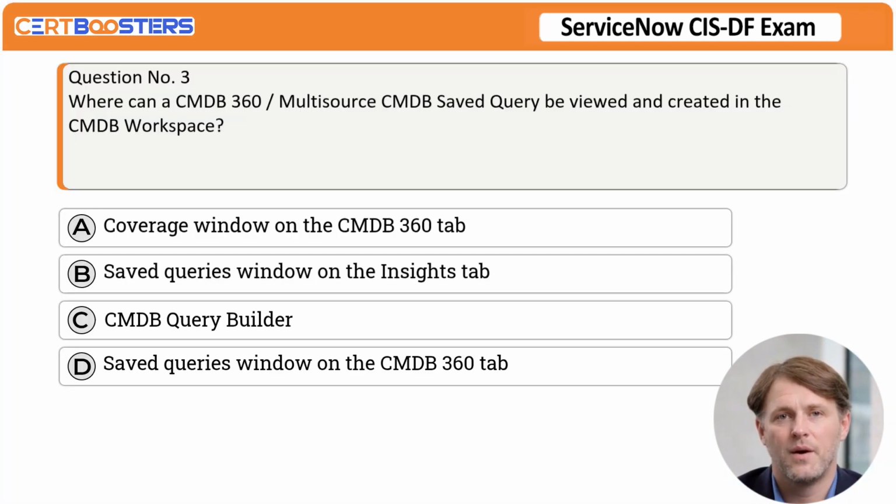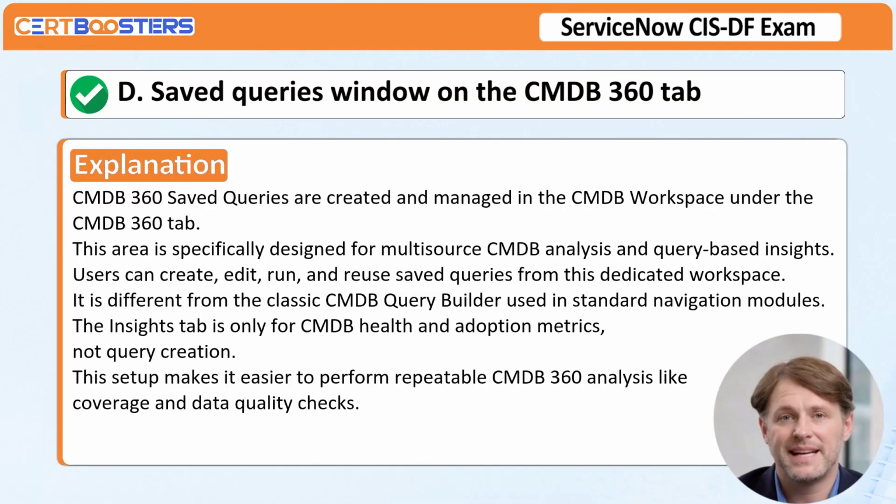Question number 3. Where can a CMDB 360 multi-source CMDB saved query be viewed and created in the CMDB workspace? A. Coverage window on the CMDB 360 tab. B. Saved queries window on the Insights tab. C. CMDB query builder. D. Saved queries window on the CMDB 360 tab. Answer: D. Saved queries window on the CMDB 360 tab.